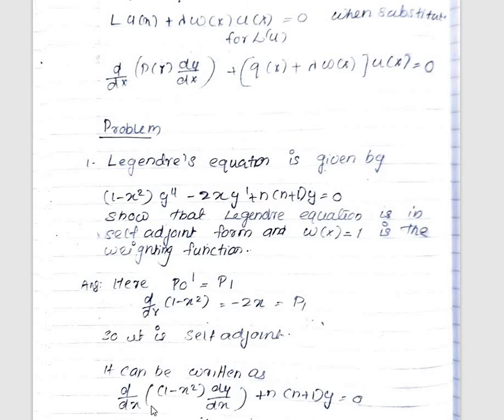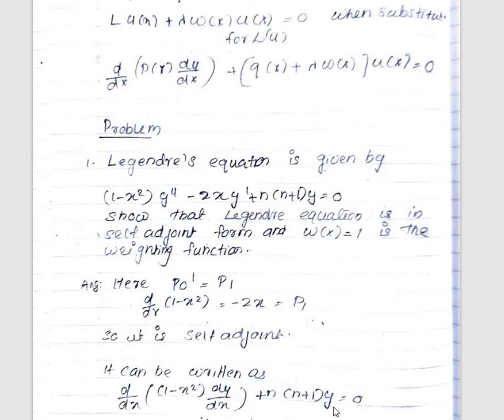This is a common differential. So when we differentiate these two terms, you will get the first term, and then the second term, 1 minus x square, when we differentiate this, you will get minus 2x y dash. So these are the same equations.